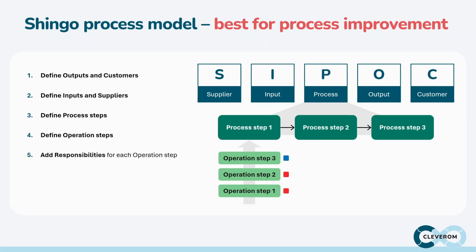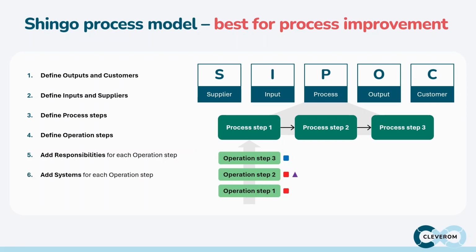The fifth step is to add the organizations, also called roles. Organizations describe who is responsible for doing the work for each operation step. There can only be one organization per operation step to ensure that the accountability for each is clear. Organizations are denoted with rounded colored squares.